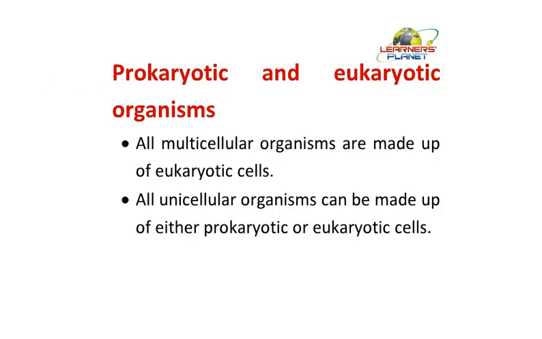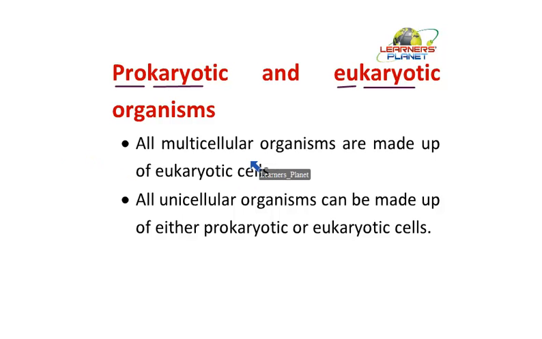This karyo term is actually coming from the word nucleus. So, pro means primitive, and eu means true. Basically, these organisms vary on the basis of their complexity with respect to the nucleus. If the nucleus is developed, then it is known as eukaryotic. If it is primitive, undeveloped or very less developed, then it is known as prokaryotic. Now this is what we are going to study in this entire session.